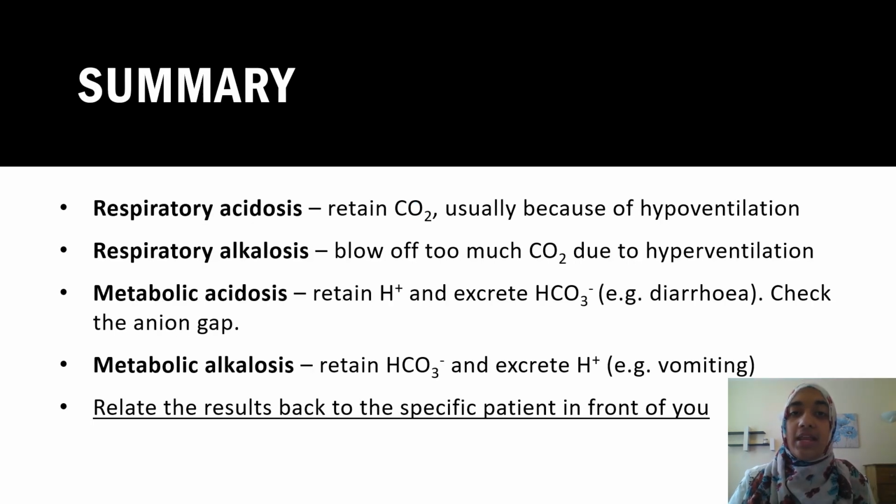So to summarise, there are 4 main acid-base disturbances. You can have a respiratory acidosis, where you retain carbon dioxide, usually because of hypoventilation. You can have a respiratory alkalosis, where you blow off too much CO2, usually because of anything causing hyperventilation and causing you to breathe too quickly. You can have a metabolic acidosis, where you retain hydrogen ions and excrete bicarbonate ions, for example diarrhea, and in metabolic acidosis it's important to check the anion gap because this can point to a particular diagnosis, depending on whether the anion gap is high or normal. And finally, you can have a metabolic alkalosis, where you retain bicarbonate ions and excrete hydrogen ions, for example vomiting.